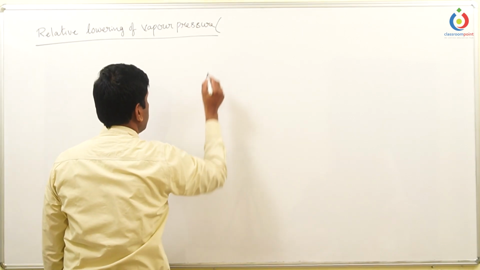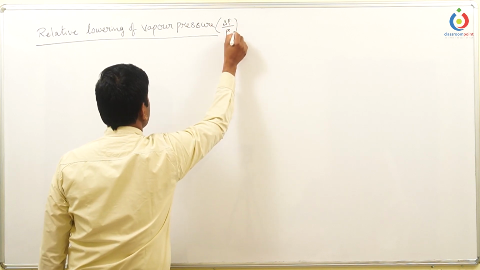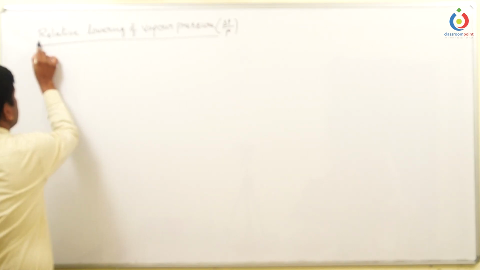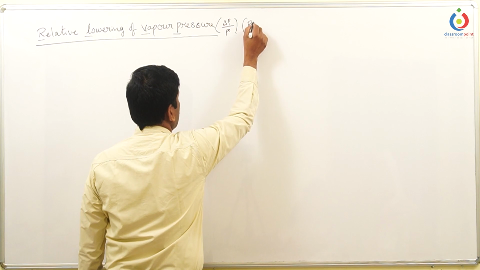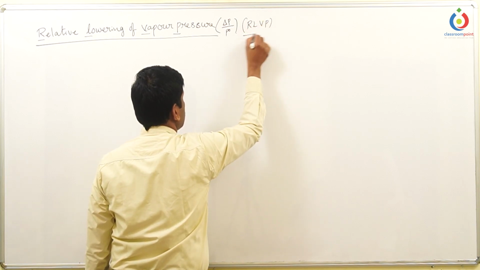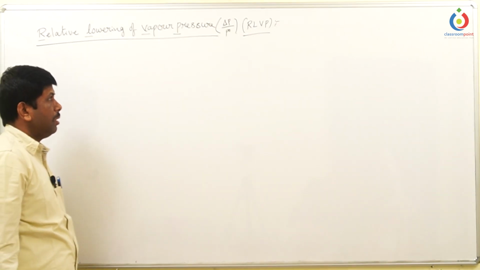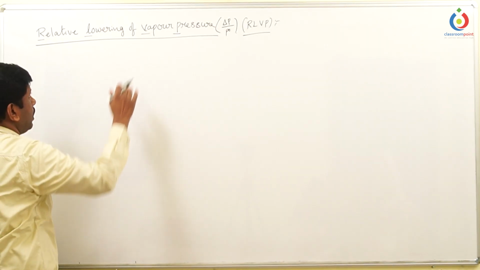Relative lowering of vapor pressure can be written as delta P by P naught. It can also be represented as RLVP, relative lowering of vapor pressure, instead of writing the entire sentence every time. So we can take the mnemonic, only the letters. So what is relative lowering of vapor pressure?